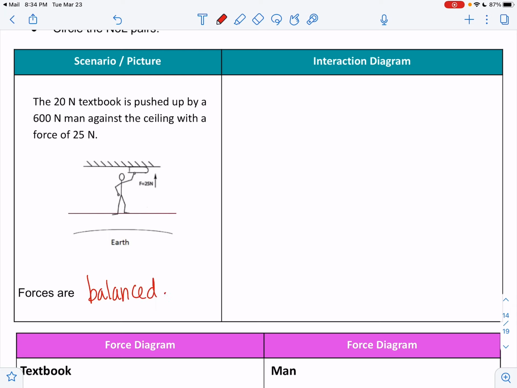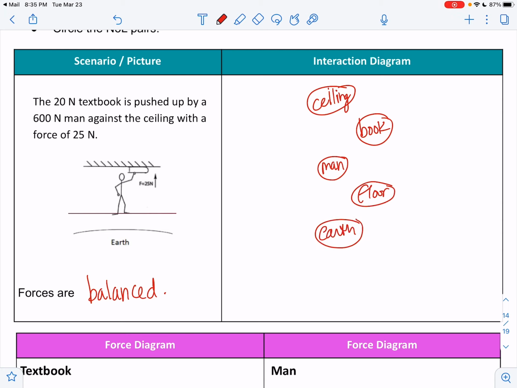And now let's try to draw our interaction diagram. So we have, I'm just going to call this one book, because we don't have anything else that starts with a B. We'll have man. We have ceiling. And floor. And earth. I think that's it. Everything that's touching anything else needs to be included.